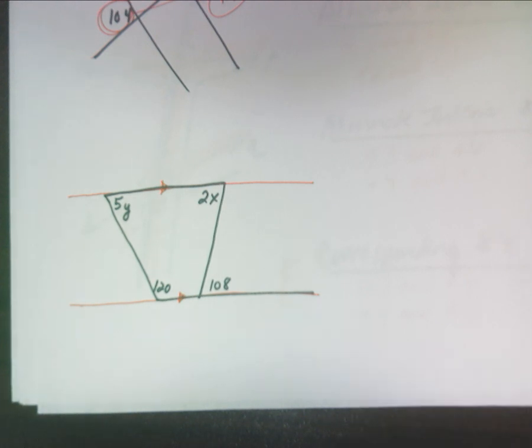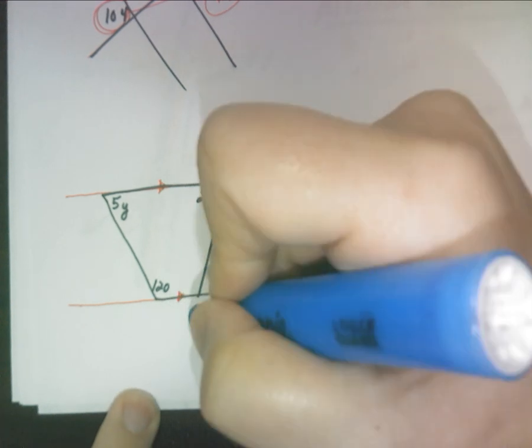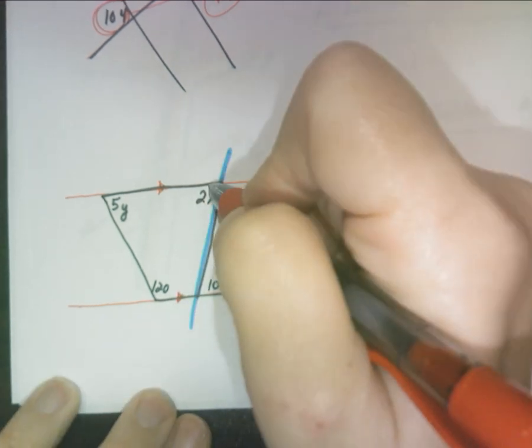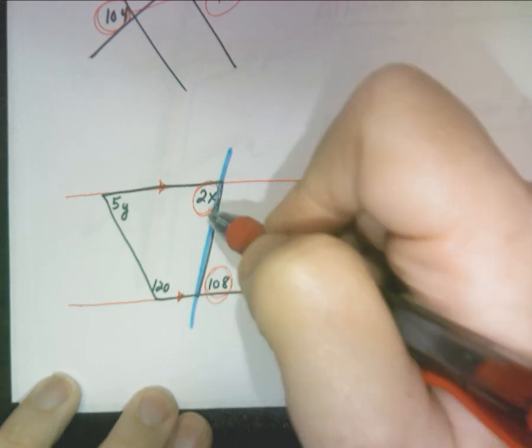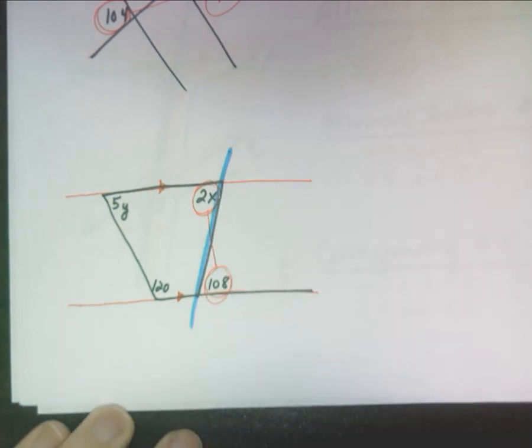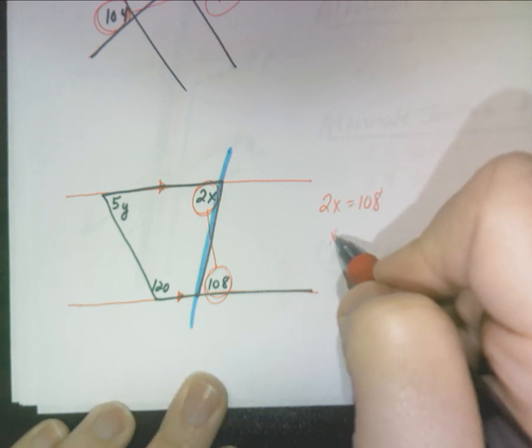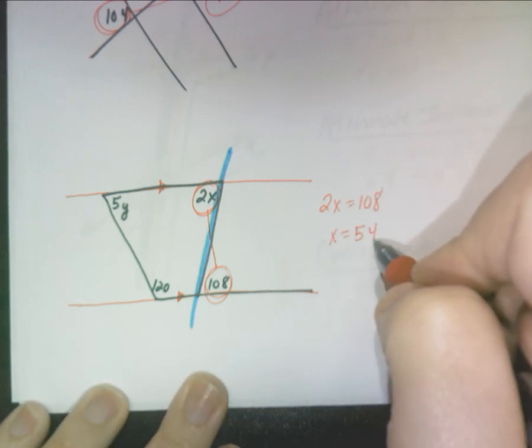So let's see what kind of angles I have in my transversal. Again, if I highlight this transversal right here, the 2x and the 108 are alternating interiors, so they must be equal. So x is 54.